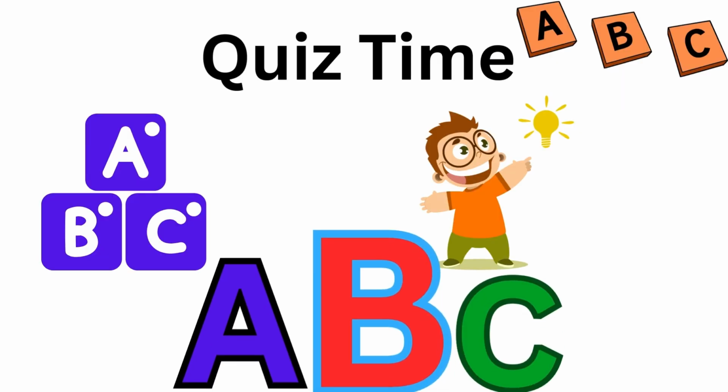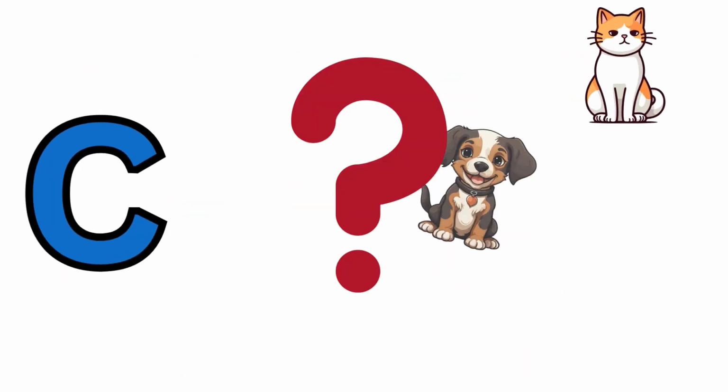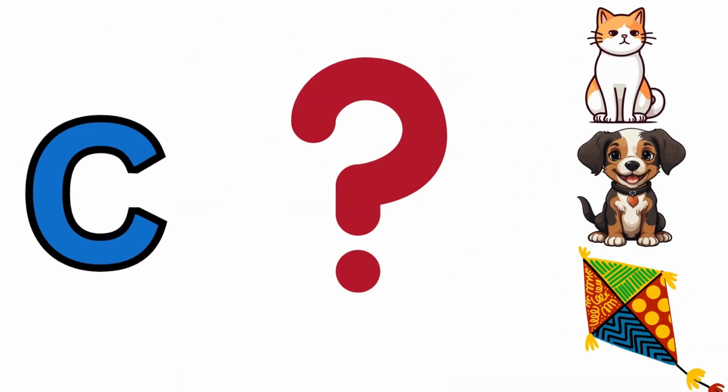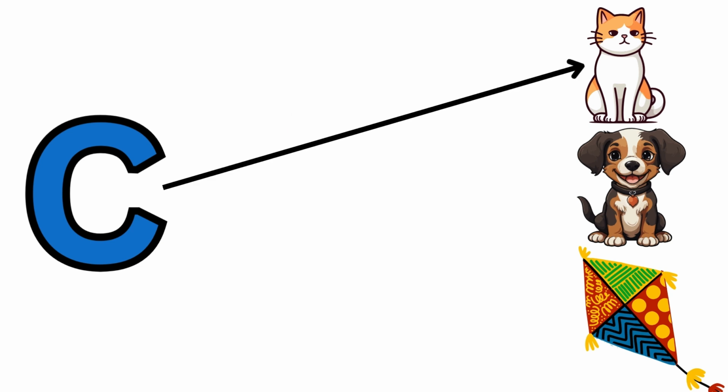Quiz time. Let's go, kids. Now we have the letter C. Can you find the picture that starts with C? Is it the cat, the dog, or the kite? That's correct. C is for cat. Fantastic job.